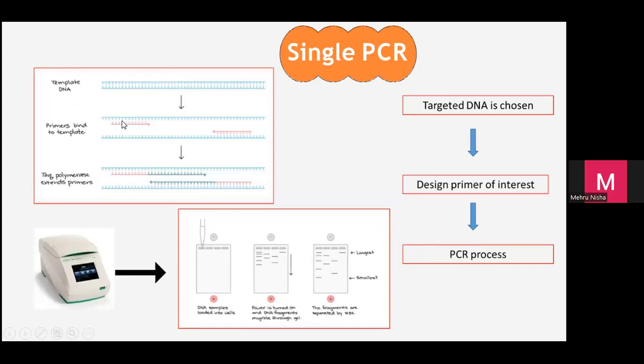A DNA template, how the primer bind, as I explained before, di slide dulu. And Taq polymerase. Taq polymerase lah enzim yang actually can help untuk PCR ni bertambah. Okay, so this is single PCR.